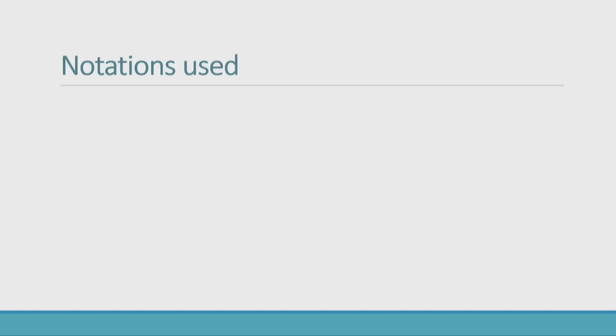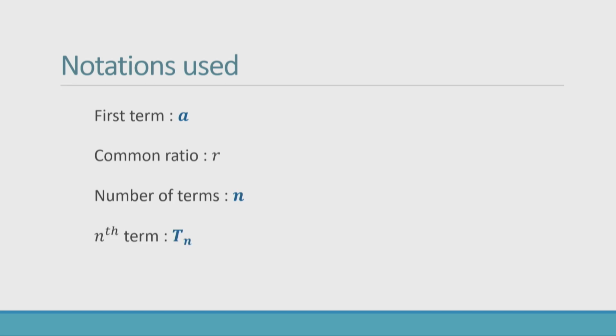Now let us have a look at the notations which will be used. Just as in the arithmetic progression, here also we will have the first term denoted by A, but we are not going to have common difference as in AP. Here we will have common ratio, which is denoted by R. The number of terms will be n. The nth term will be Tn.